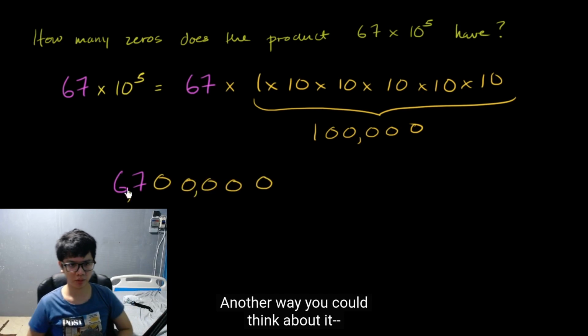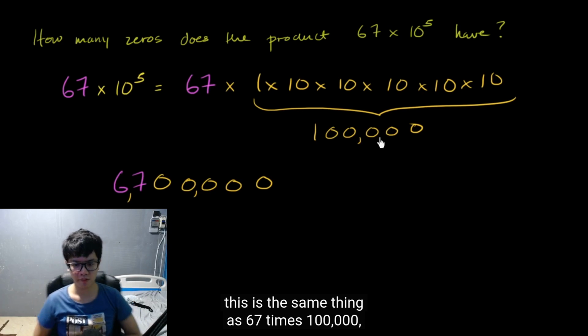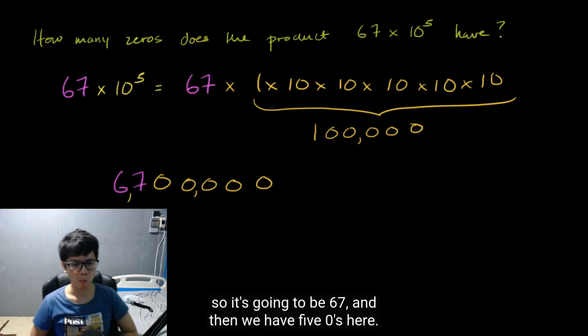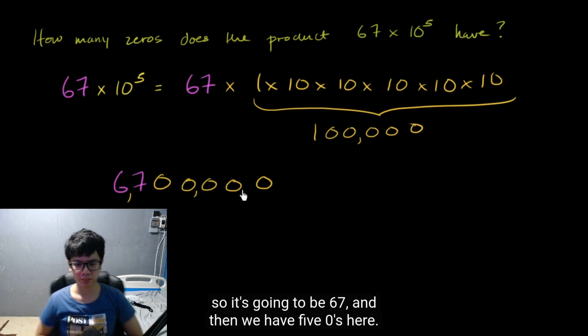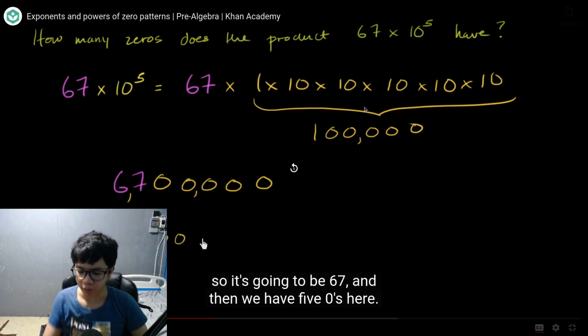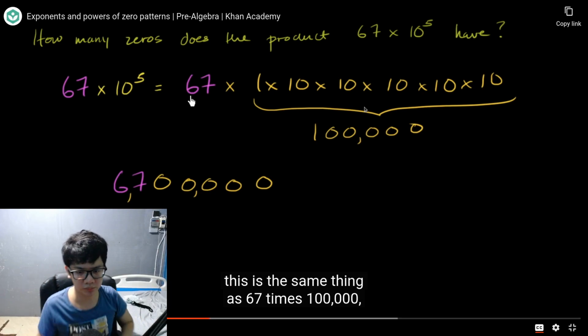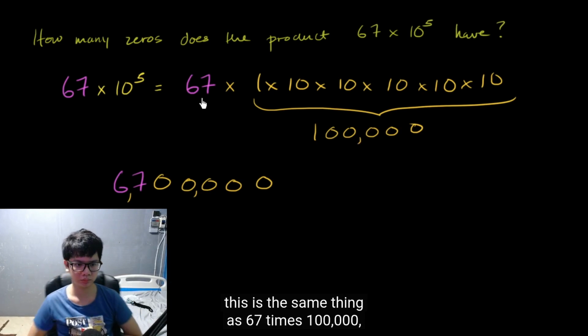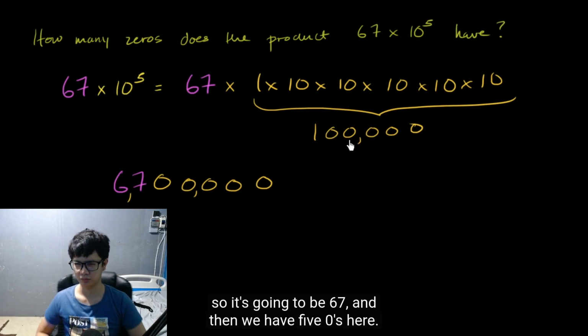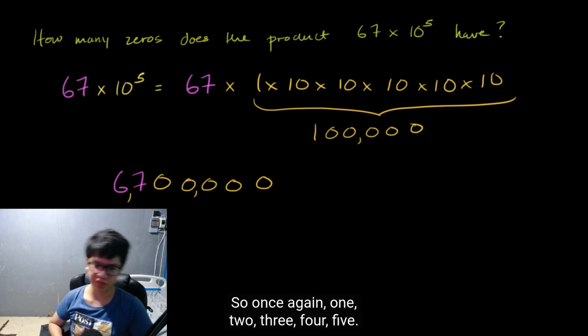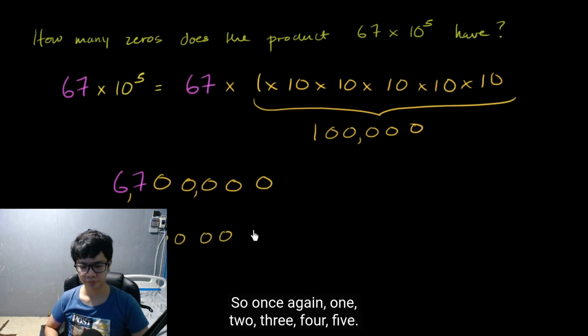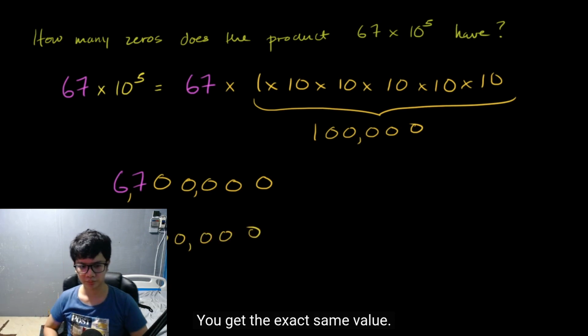Another way you can think about it is the same thing as 67 times 100,000. So it's going to be 67, and then we have 5 zeros here. So once again, 1, 2, 3, 4, 5. You get the exact same value.